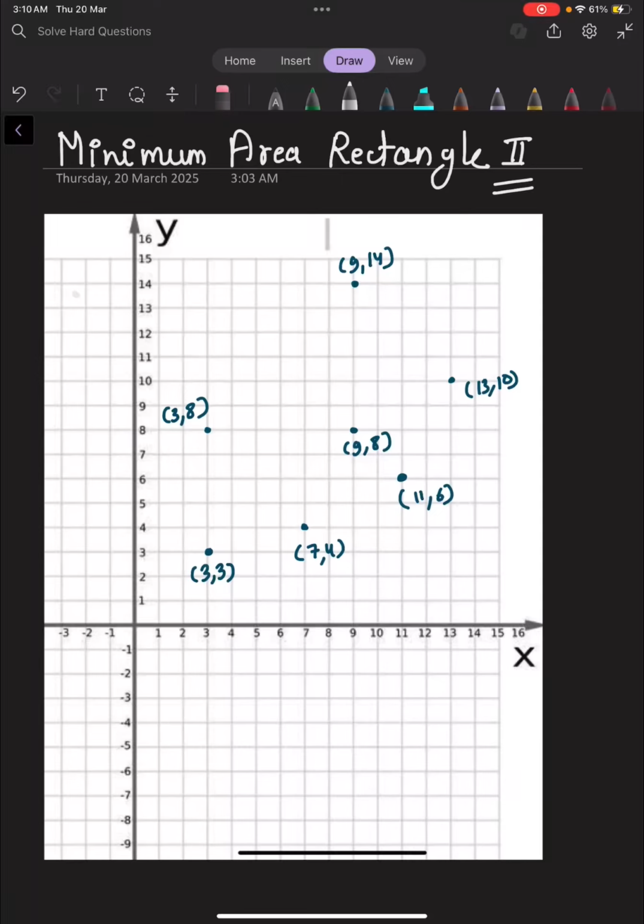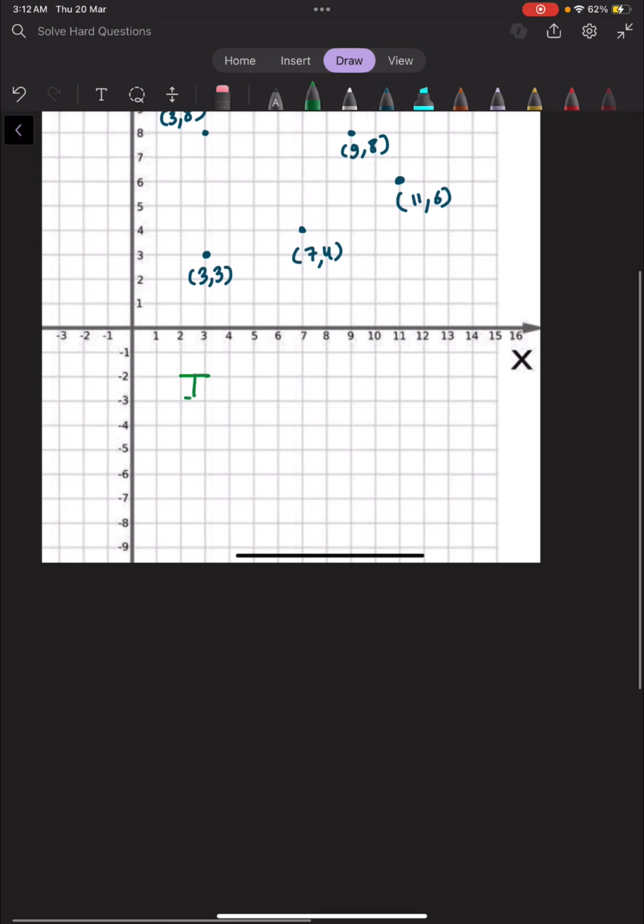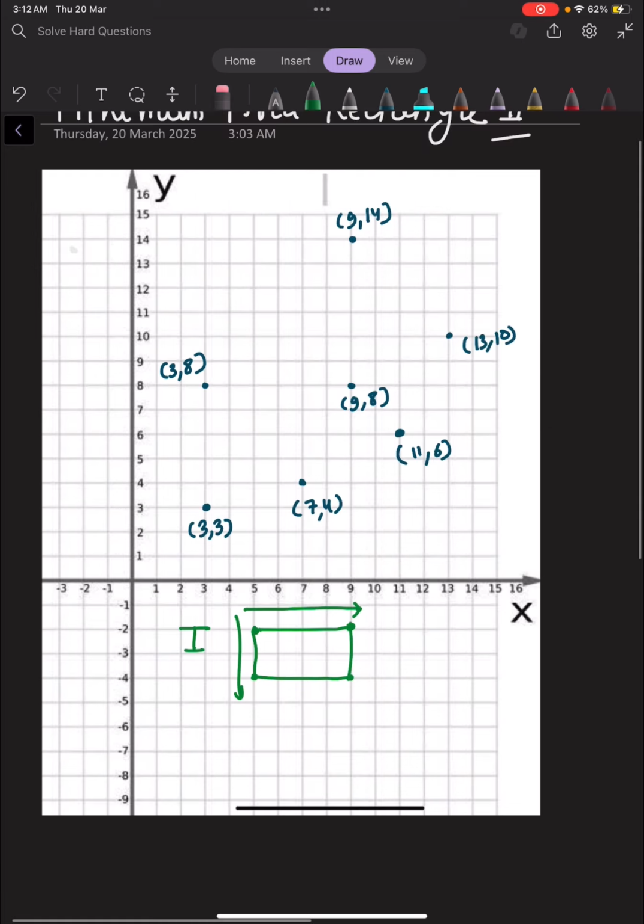This is the second part of minimum area rectangle. Here we are given some points on the xy plane and we need to find the minimum area rectangle formed by these points. In part 1 we needed to find the same thing, but it was given that the sides of the rectangle will be parallel to the xy axis, while here it can be rotated as well.